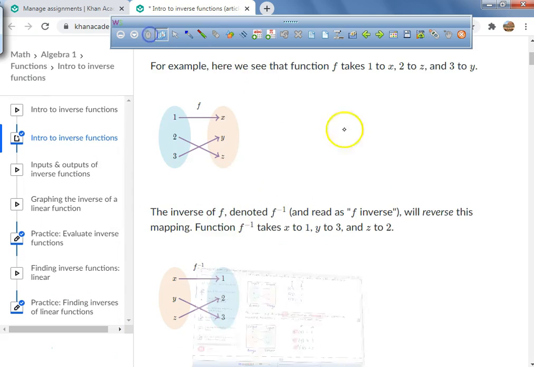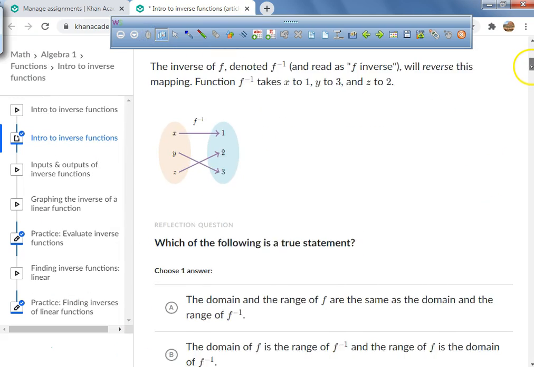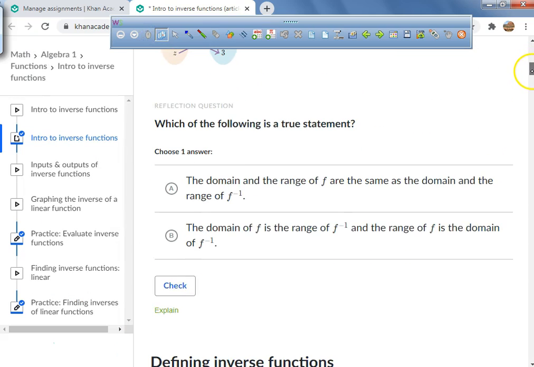All right, let's go ahead and go down a little bit more. Which of the following is a true statement? The domain and range of f are the same as the domain and range of the inverse? No, that's not it. The domain of f is the range of the inverse, and the range of f is the domain of the inverse, so they've been swapped. So we're going to say that. That's it.